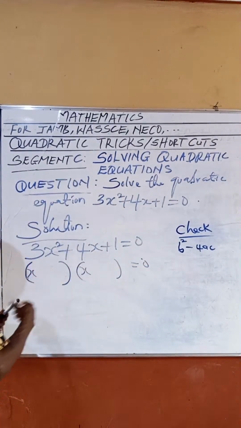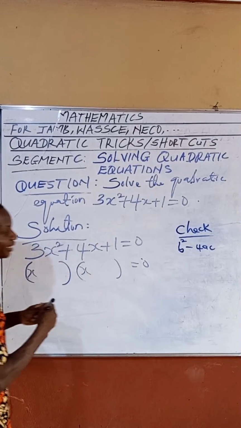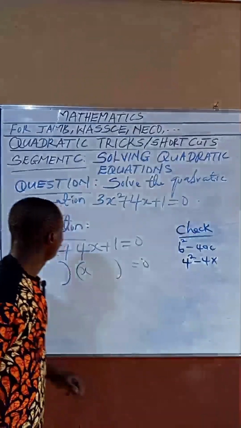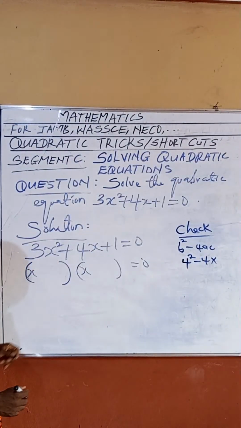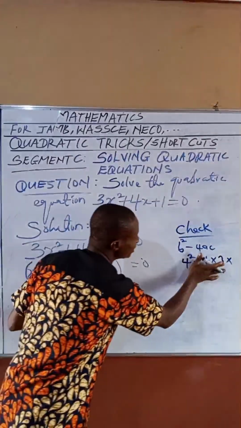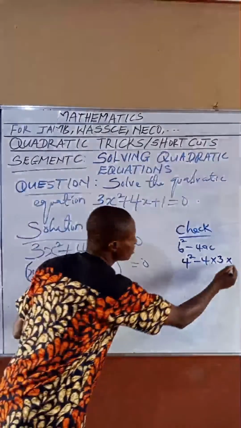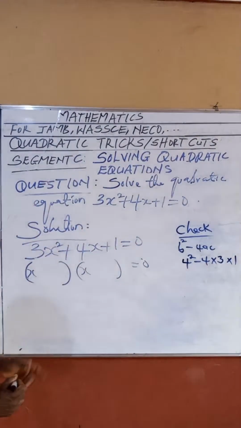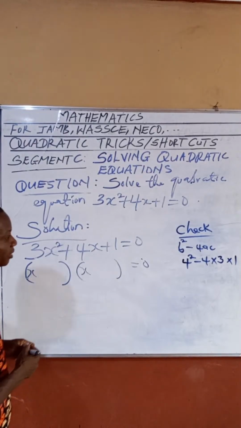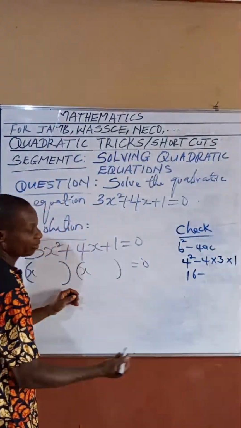So let's check. What's our b? Our b is 4. What is the square of 4? 16. So that is 4 squared minus 4 times a. What's our a here? a is 3. What is c? c is 1. Look at it, c is 1. So let's check. Is it going to give us a perfect square? We have to check to be sure. So this is 4 squared, that is 16, minus 4 times 3, which is 12.